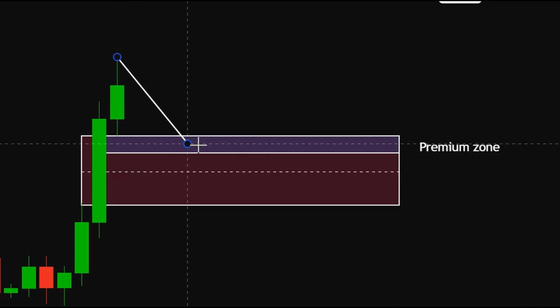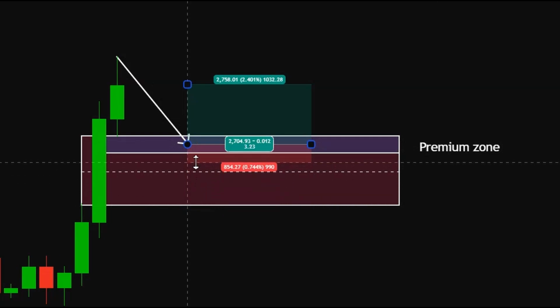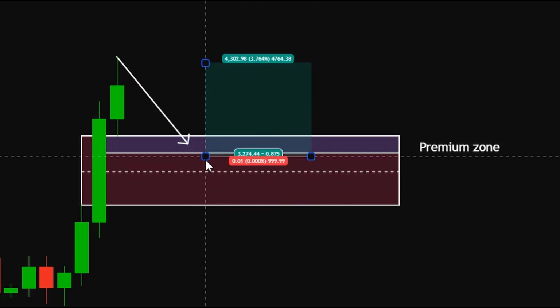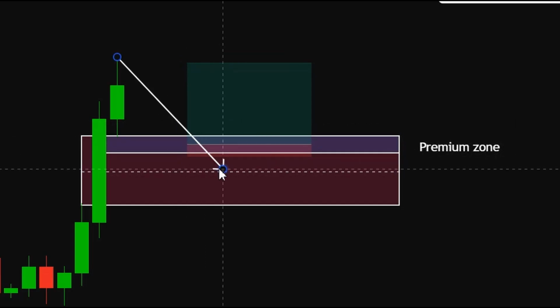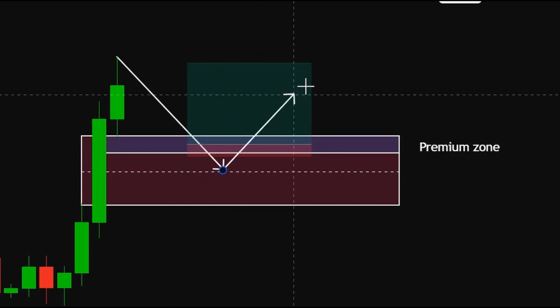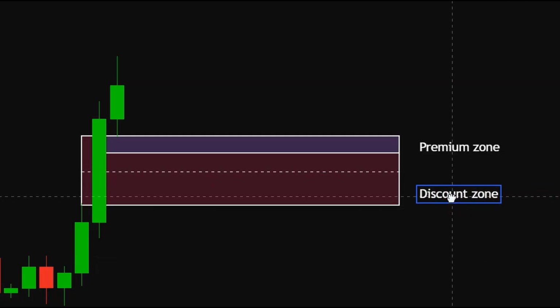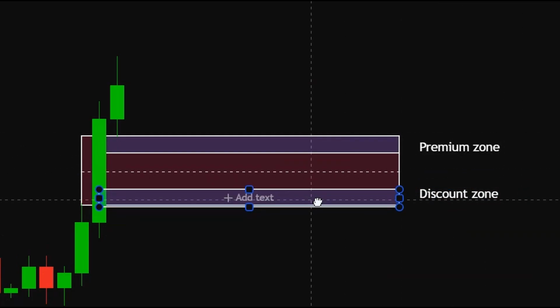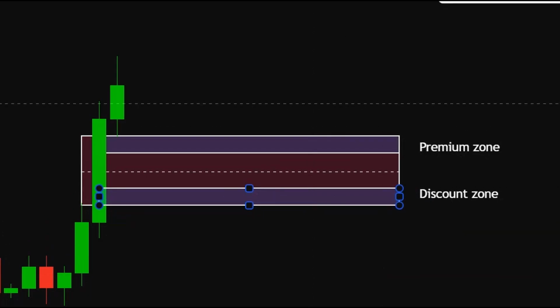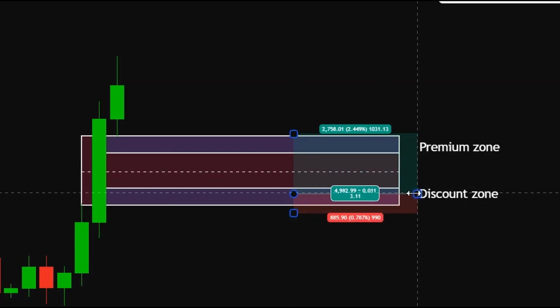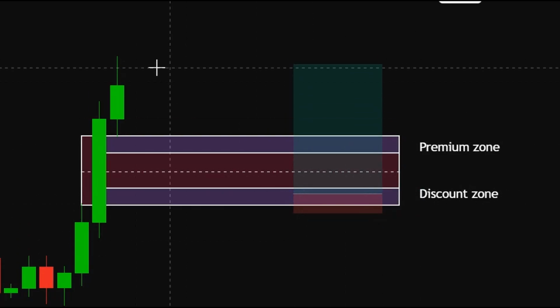Think of it like a magnet. At first, price loves coming here, but beware, it's also the most dangerous spot. Rejections happen here all the time. Second, the discount zone. This is the cheap side of the gap. For a bullish FVG, it's the lower boundary. For a bearish FVG, it's the upper boundary. This is where smart money actually wants to enter, buying low, selling high.